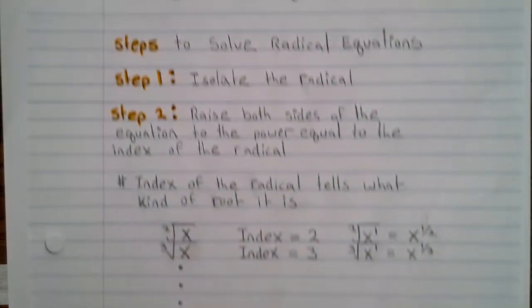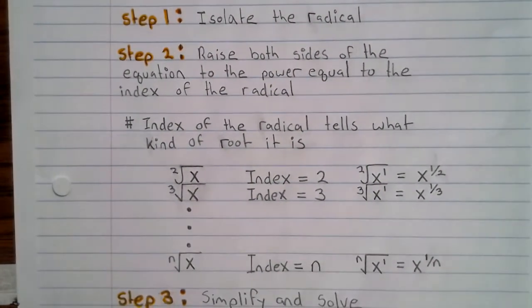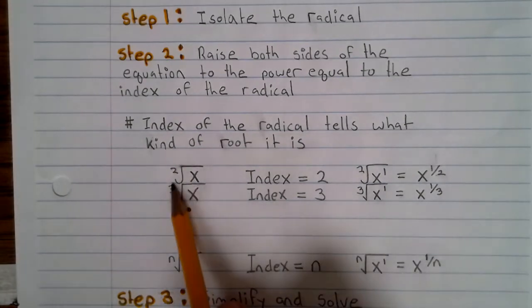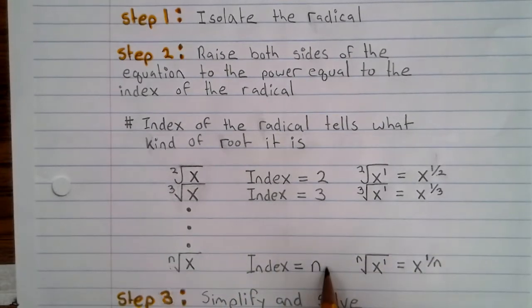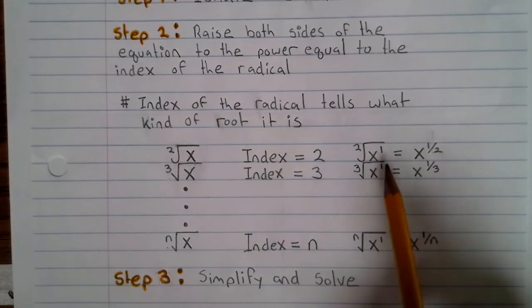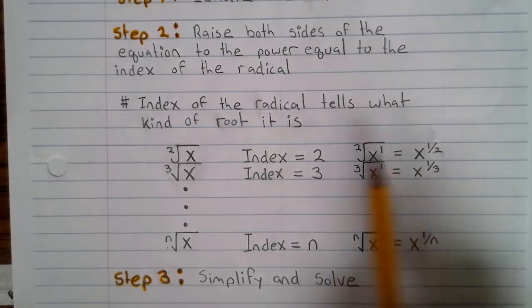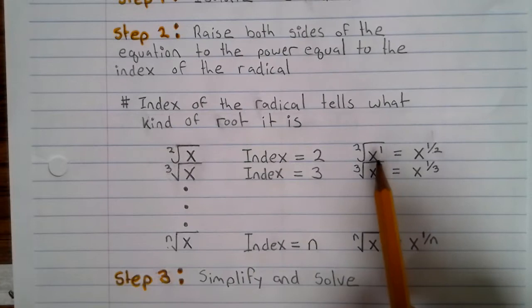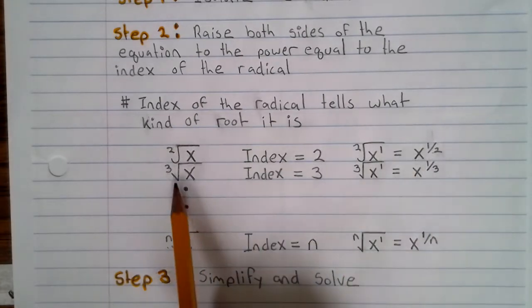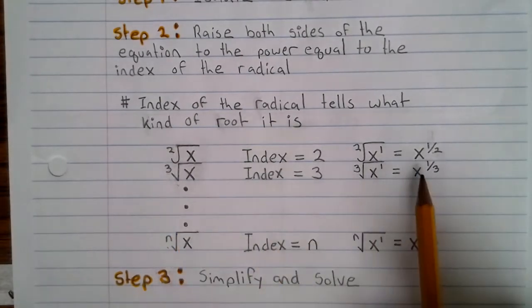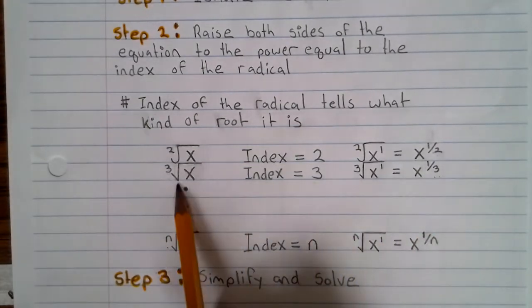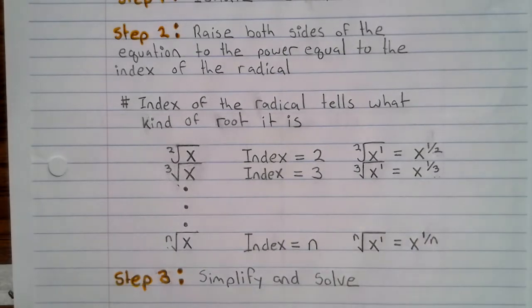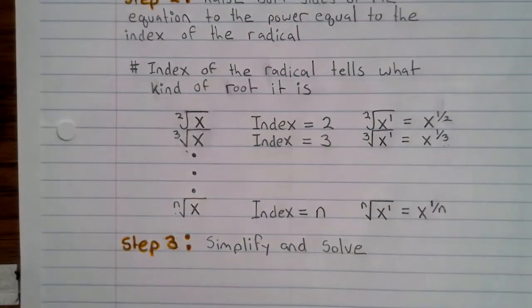Well, some of you are saying, well, what's an index? Well, here's what an index is. An index is what the radical tells what kind of root it is. So this 2 and the 3 are the index, okay? Or the n here is the index. Notice also I've shown you how you can make this as a rational exponent. So the square root of x is the same as x to the 1/2 power, and this is the cube root of x, which can be written as x to the 1/3 power. So that's where you're talking about the rational exponents or radical. So radical, rational exponent. Okay, and then the last step is to simplify and solve.